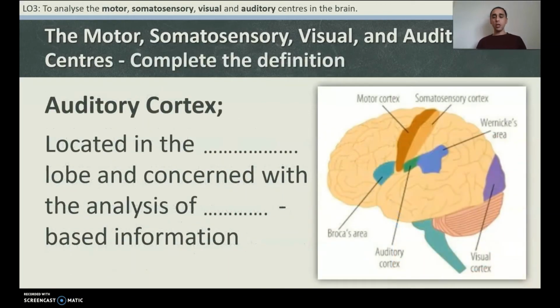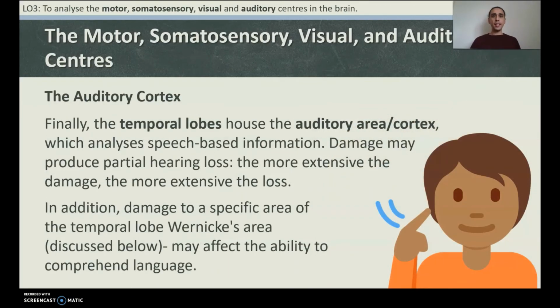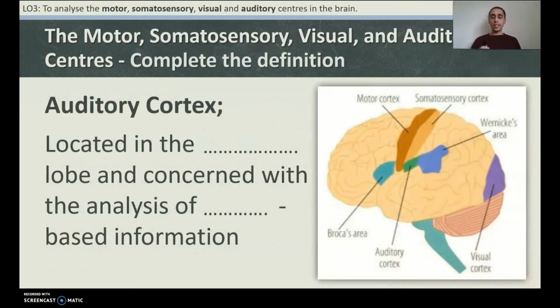So, it's the auditory cortex, which is located in the temporal lobe. It's the green section that's labelled in that image there. Located in the temporal lobe and concerned with the analysis of language or speech-based information.